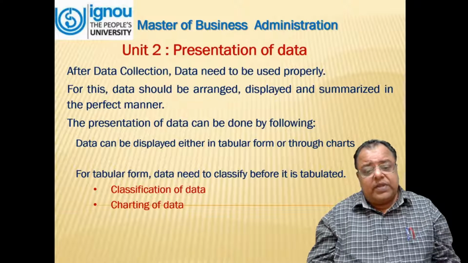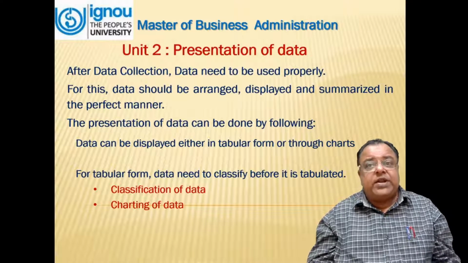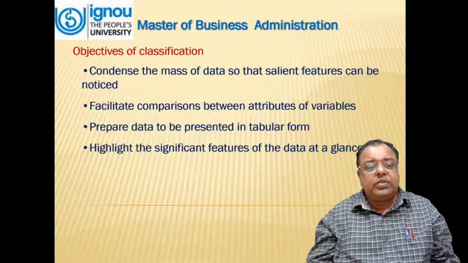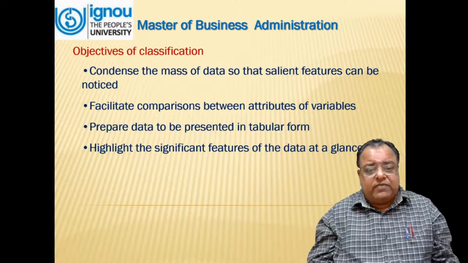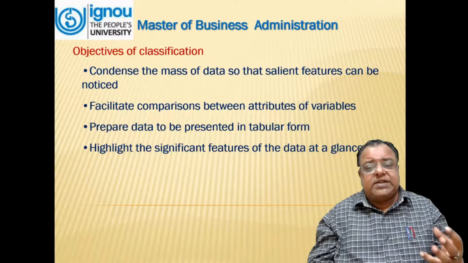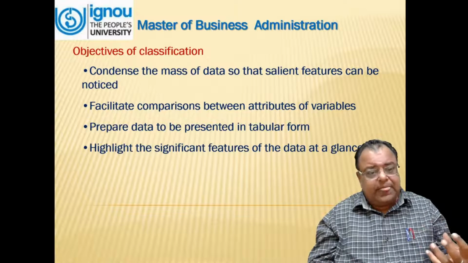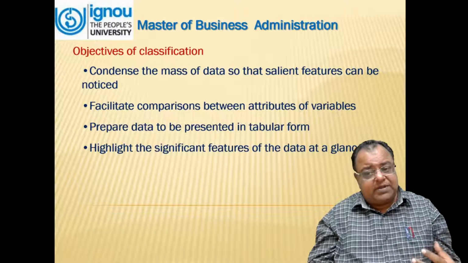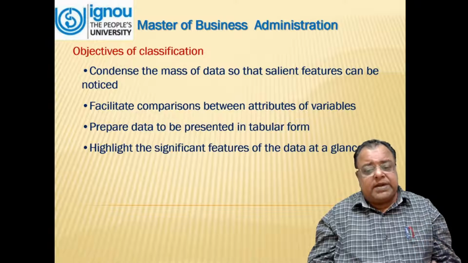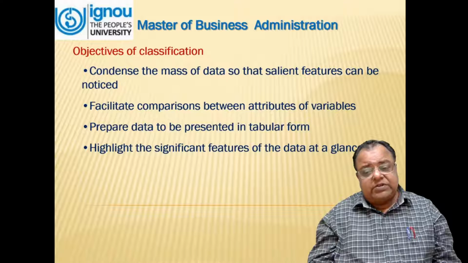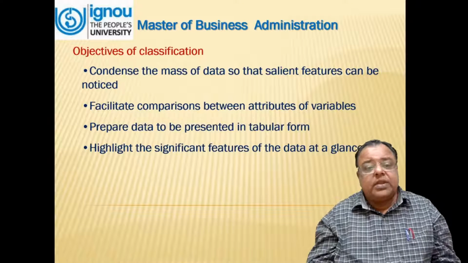For tabular form, data needs to be classified before it is tabulated. That means classification of data or charting of data. What are the objectives of classification? Condense the mass of data so that salient features can be noticed. Facilitate comparison between attributes and variables. Prepare data to be presented in tabular form and highlight the significant features of the data at a glance.